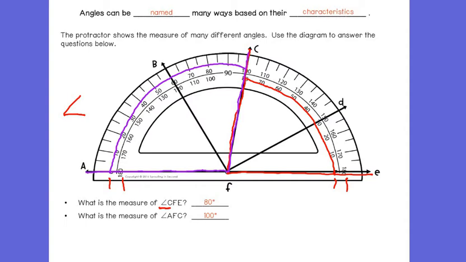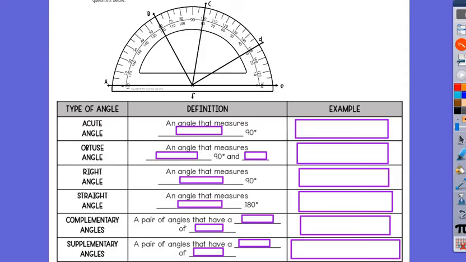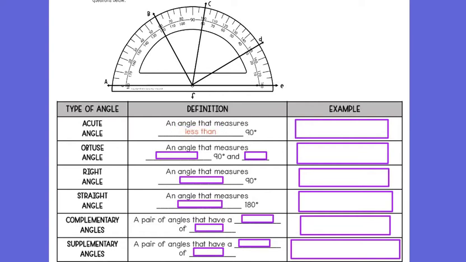All right, let's review a little bit of some vocabulary words. An acute angle. The definition starts out reading an angle that measures blank 90 degrees. What would that be? Below, or what else could we say? Less than 90 degrees. An acute angle is less than 90 degrees.